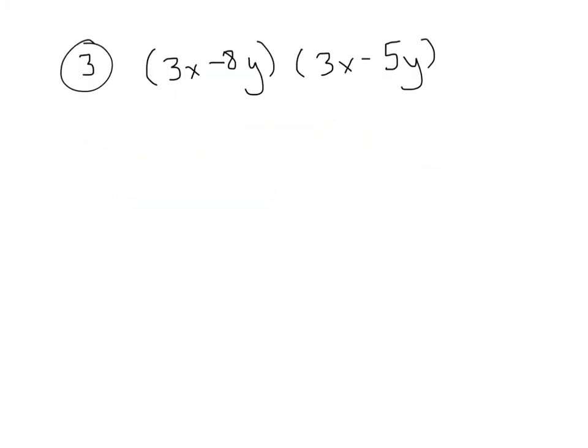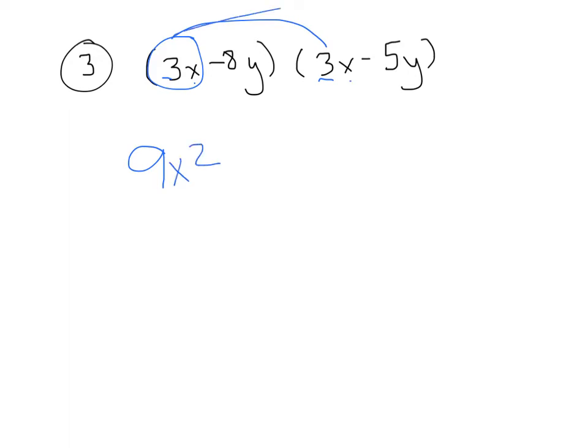So for this one, we're going to do the same thing. First we're going to start with this 3x. So I'm going to distribute it over here. So I'm going to take 3x times 3x. Remember, we take our whole numbers first. So 3 times 3 is going to be 9. And then x times x is going to be x squared.